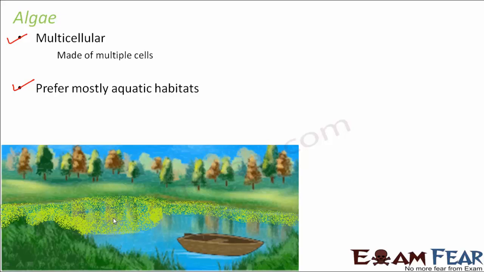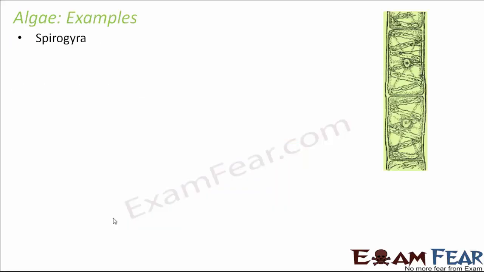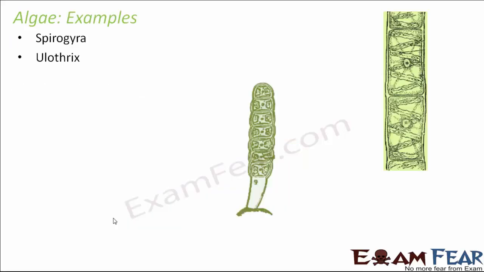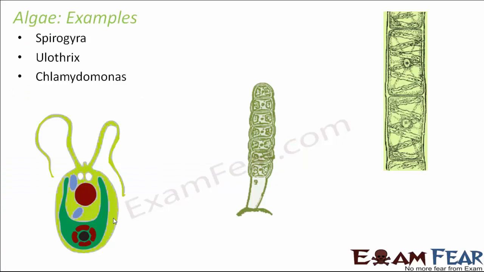Now, if you go to some very old building or a very old house, you will often see that the floor or the wall, which remains moist most of the time, shows growth of a tiny green layer of small plant-like structures. So they are algae. Some examples of algae are Spirogyra, Oedogonium, Chlamydomonas. So these are some of the examples of algae.